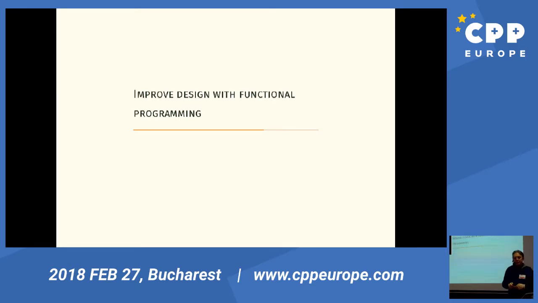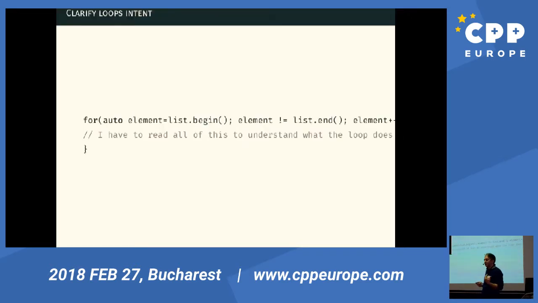Okay, so can this help us? And the first candidate is loops. My problem with traditional loops is that if I just give you this, you have no idea what it's doing. It doesn't tell you the intent. What am I trying to do here? Because my intent is not to iterate over a collection, never. My intent is to get something out of it. My intent is to find something there, to get a new collection that has other elements, whatever, right? I never intend to write this.